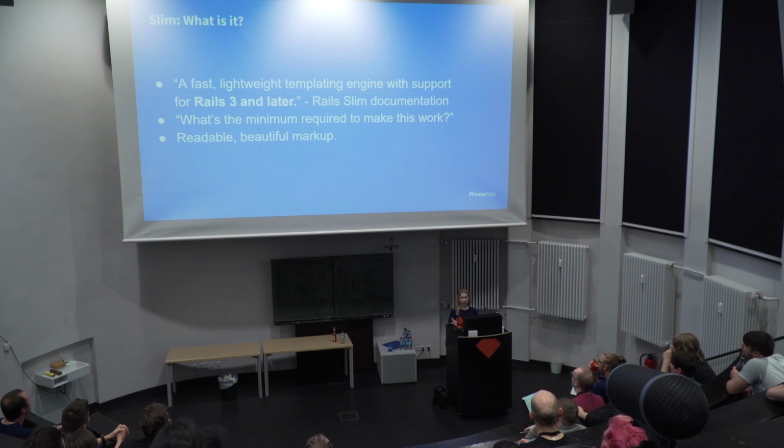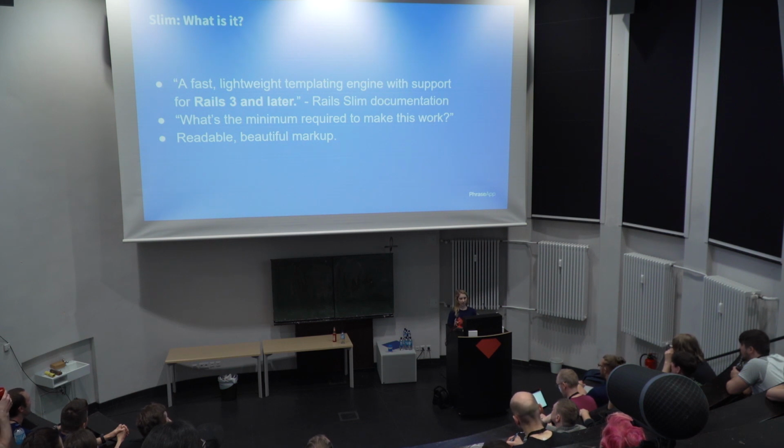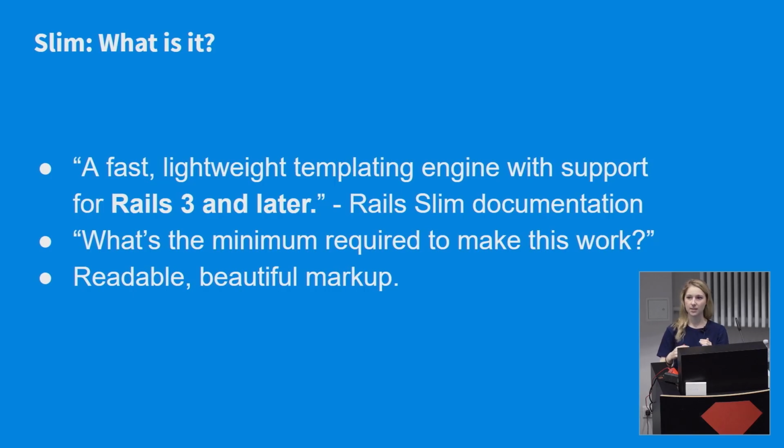So, Slim, what is it? According to the Rails Slim documentation, it's a fast, lightweight templating engine with support for Rails 3 and later. I had read somewhere in the documentation that their drive for this was what's the minimum required to make this work. And once we see later some examples of code snippets, you can see it's so much more, I don't want to say condensed because condensed kind of implies messy. It's condensed, but it's very clean. It's very brief and very beautiful. I think personally it's readable, beautiful markup.